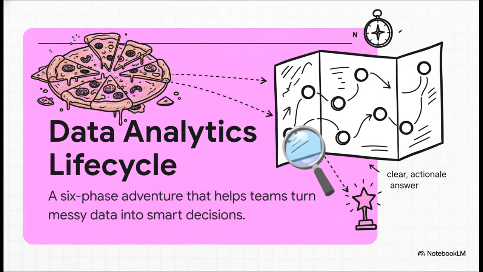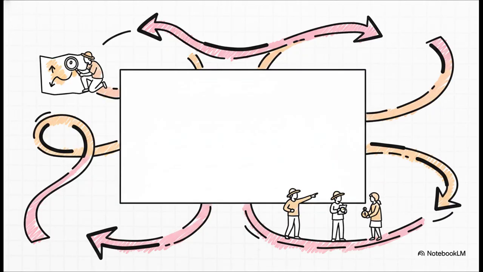So how do we solve our pizza problem? Well, we need a map. And that's exactly what the Data Analytics Lifecycle is. It's a structured 6-phase guide that pros use to get from a messy question to a clear, actionable answer. And you know, this map isn't some rigid one-way street. The whole process is iterative, which just means you can jump back to a previous step if you find something new. It's flexible. And maybe most importantly, it's a total team sport.